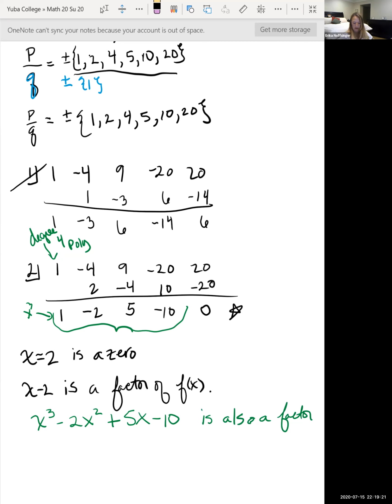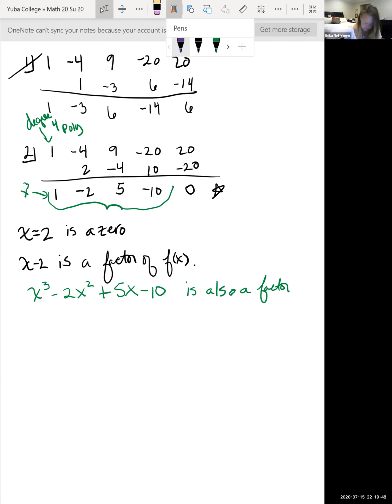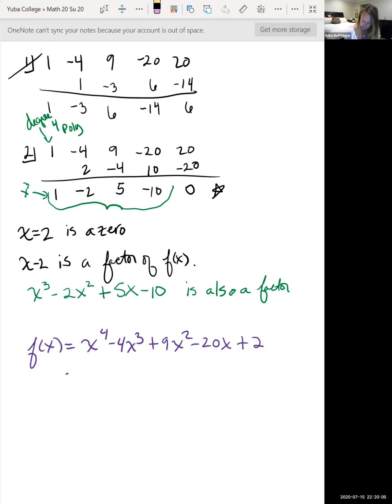So if it ever gets to a point where this here, which is also called our quotient, because if we did a long division, is something that you know how to factor, then you don't have to go through and use this p over q to start testing. So notice so far, we can rewrite this function. Let me just rewrite what f of x was down here. So we had f of x equal to x to the fourth minus 4x cubed plus 9x squared minus 20x plus 20. We just found that x minus 2 was a factor. So we could rewrite f of x as x minus 2 all times the factor x cubed minus 2x squared plus 5x minus 10.